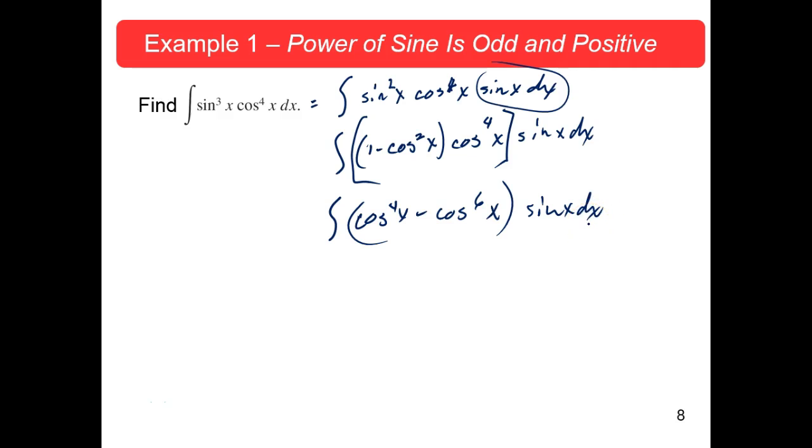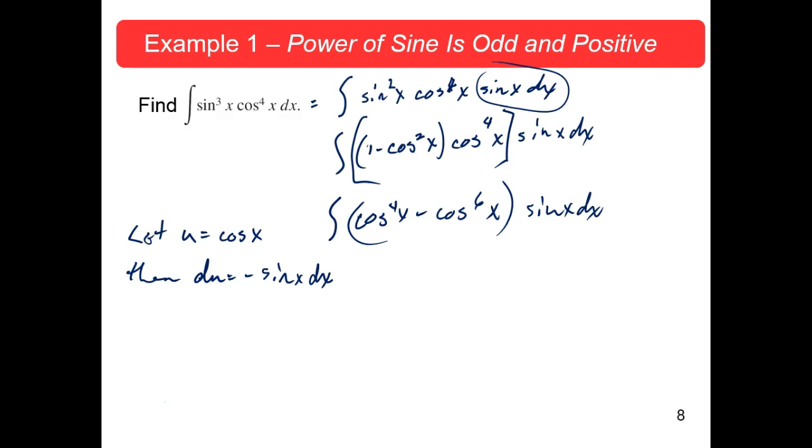Now, since you have everything in terms of cosines except this, and that is the derivative of cosine, what does that set itself up for? Substitution. What would that be? What's your favorite substitution variable? U. Let u equal cosine x. Then du is equal to minus what? Sine x dx. Perfect.